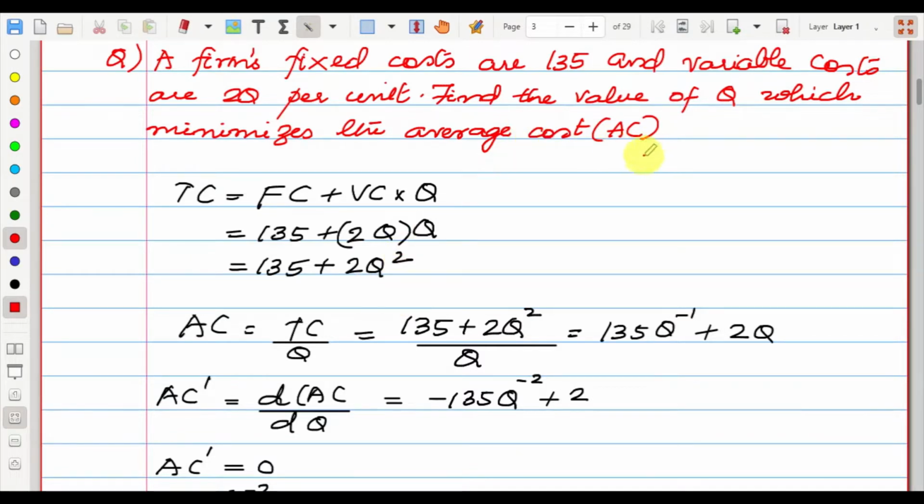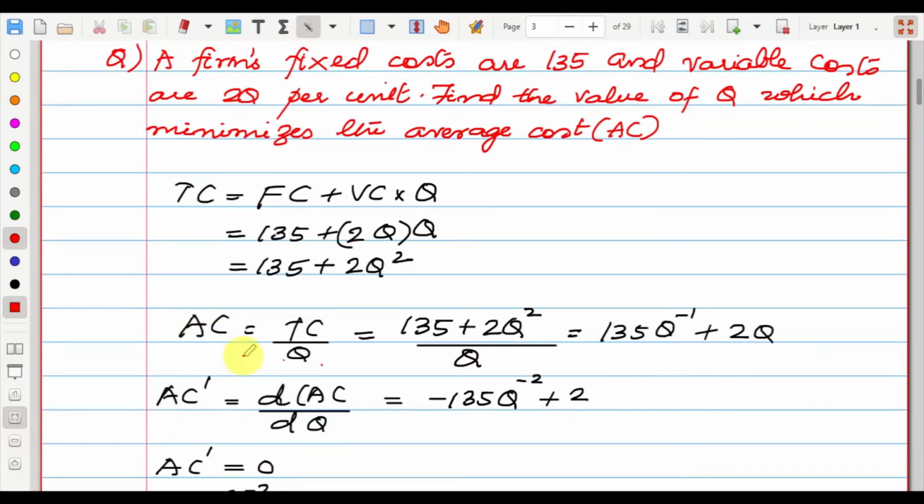Average cost equals total cost divided by quantity. So this is equal to total cost, 135 plus 2Q square, divided by Q. Dividing, we get 135 by Q, that is 135 Q raised to minus 1, plus 2Q square divided by Q. We can cancel one Q, so we get 2Q.